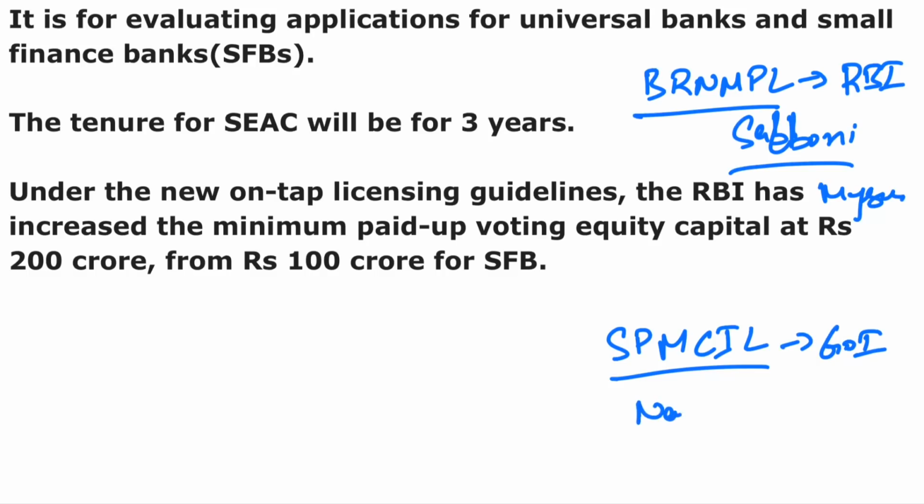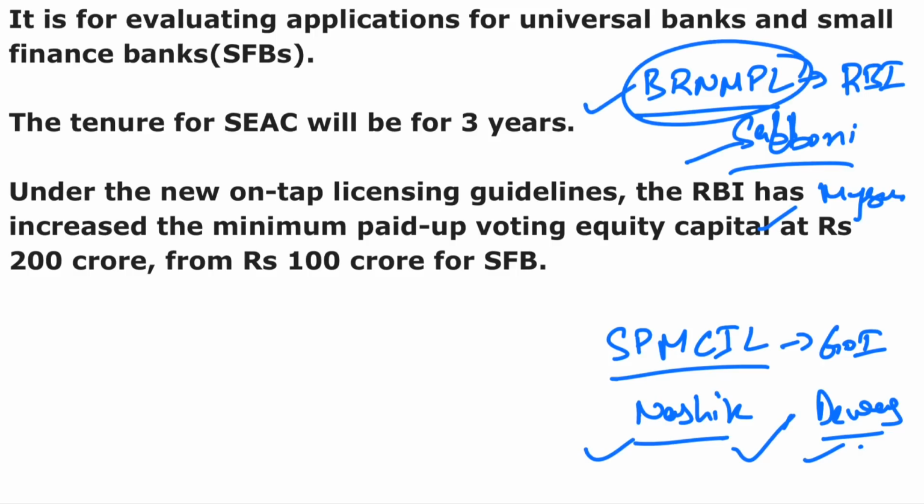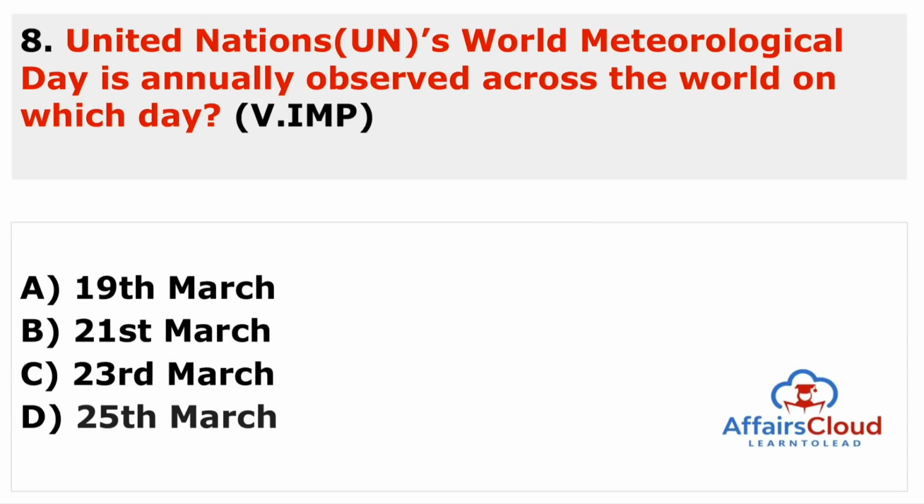So there are 2. One is the Nasik in Maharashtra, and second is the Devas in Madhya Pradesh, that is also known as the Hoshangabad. So guys, remember Nasik, Devas, Salboni and Mysore, but you have to remember it comes under the Bharatiya Reserve Note Mudran Private Limited, and it comes under the Security Printing and Minting Corporation of India Limited. Now we can move to the next question.